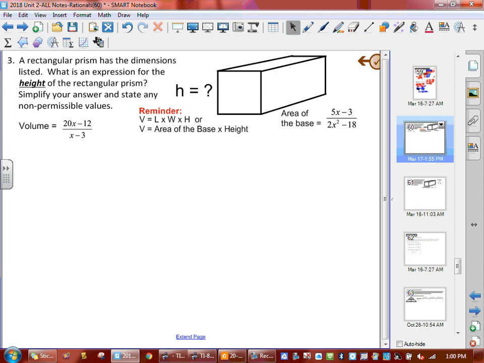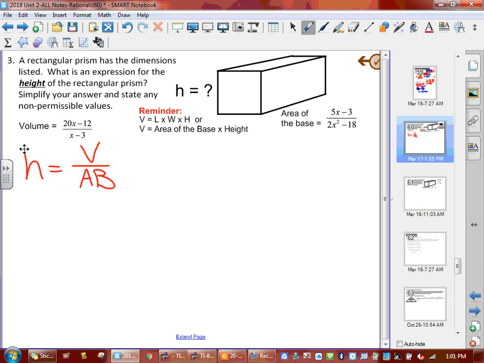So, this is what they've reminded us. They've told us the volume. They've told us the area of the base. They want to find the height. So, it's all about rearranging this equation. So, if I want to find height, height is going to be volume divided by area of the base. Okay, that's our first thing. To rearrange it. This is your number 4.